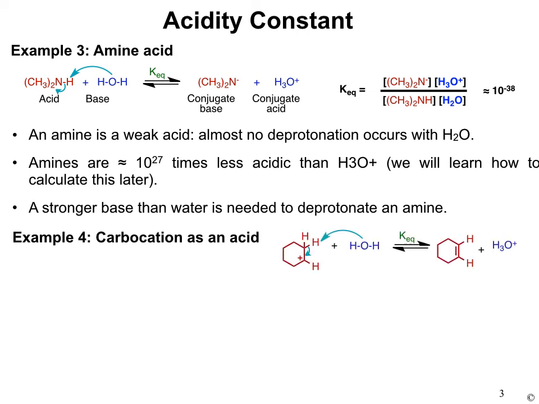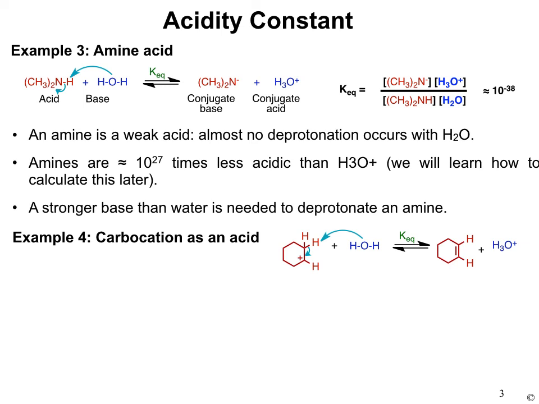And so one final example is a carbocation. A carbocation is a compound that has a carbon that has a plus charge on it, such as the one I'm showing you. Water is the base again. It's pulling off a proton and making this compound with a double bond, which is called an alkene. That alkene is fairly stable.